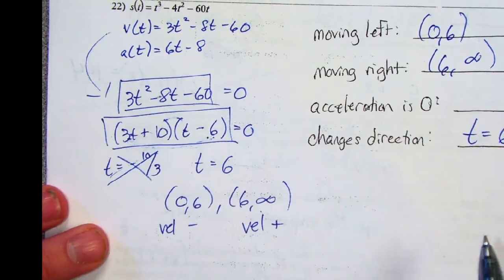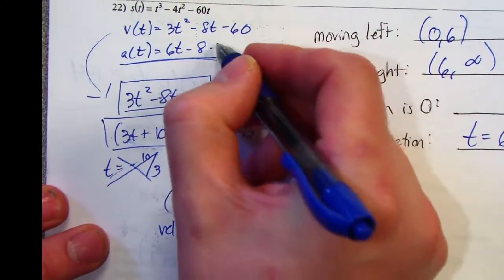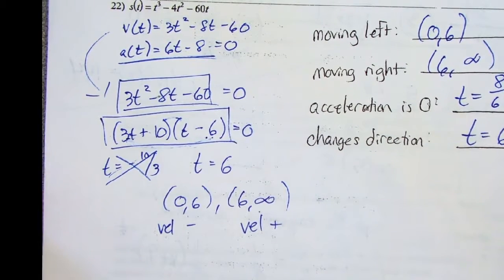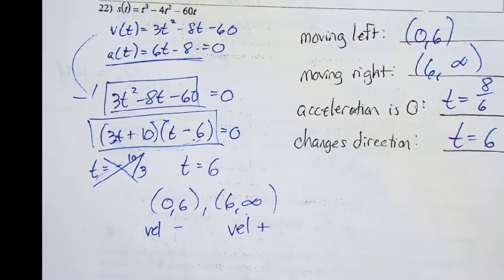When is the acceleration equal to 0? Well, that's just taking that acceleration function and setting it equal to 0, and you would get t equals 8/6. All right.